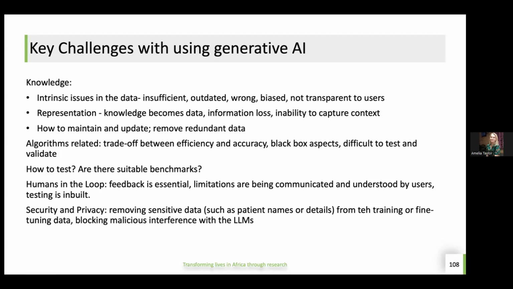Algorithms related. So these are challenges to do with the algorithms, and you've seen some of them, right? There's a trade-off between efficiency and accuracy, whether you use a black box model or not. But there's another thing, it's difficult to test them. Now, think about the tool that I've just showed you that we've built. How do we test it? How do we know how this language model that we fine-tune behaves? Are we able to 100% say that it's safe? Is it going to behave properly? Is it going to give accurate information?